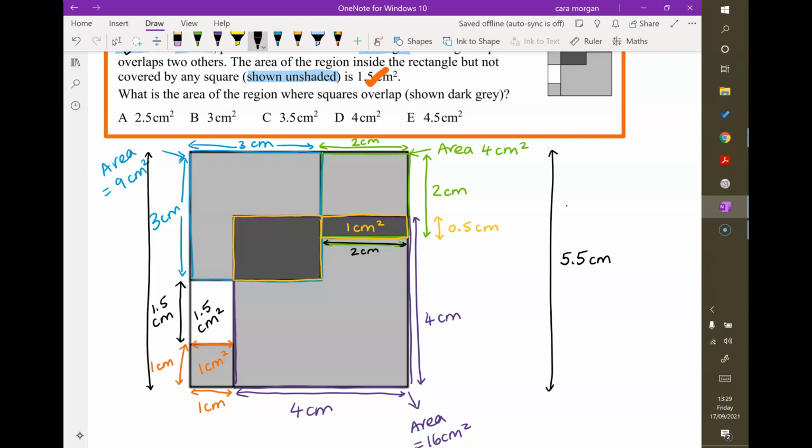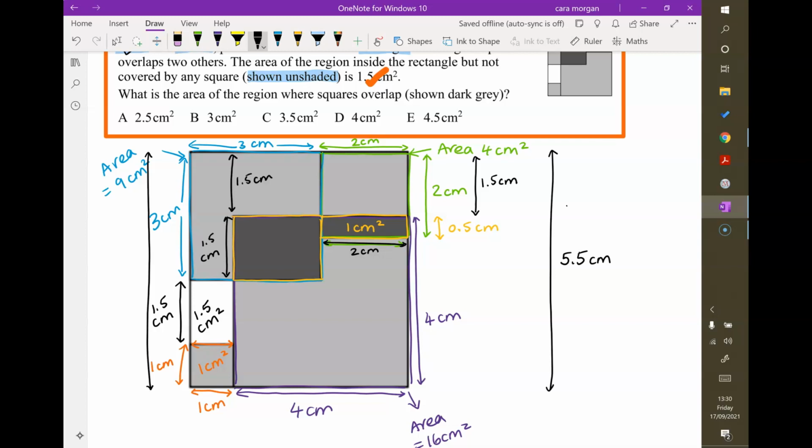Now, because I knew that the overlap was 0.5 centimetres tall, I of course know that the height above it must have been 1.5 centimetres, because 2 subtract 0.5 is 1.5. That means I know that that gap just up there, that vertical gap, must be 1.5 centimetres as well. And because I know that the whole blue height of that square is 3 centimetres, that allows me to work out that other vertical height there of 1.5 centimetres.